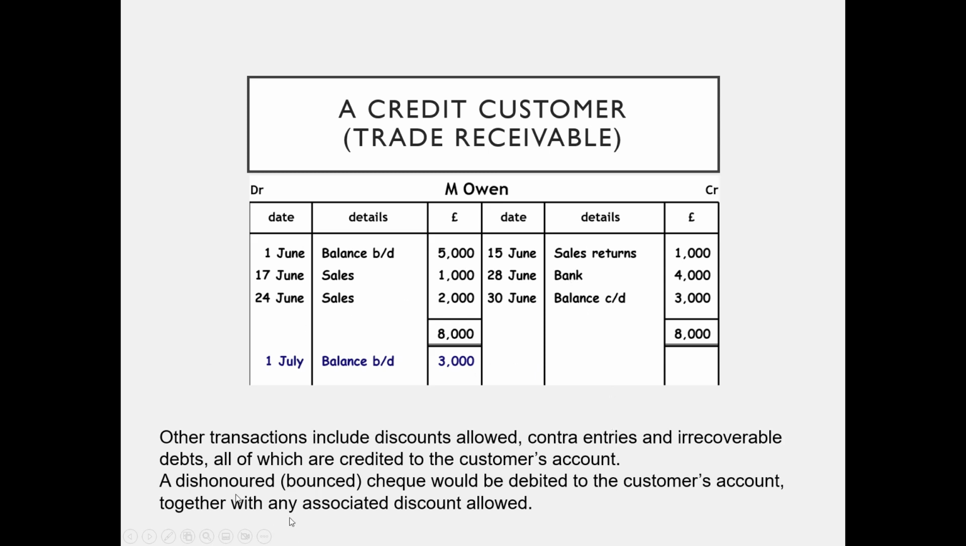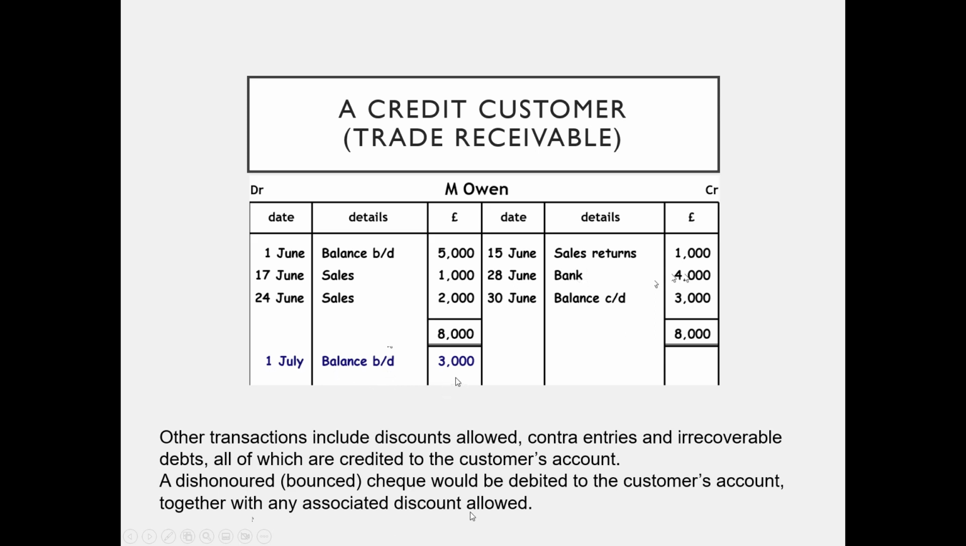Other things, I mentioned the dishonoured cheque. So if a customer bounced a cheque on us, so if this £4,000 here bounced, we would have to bring that back in on the debit side because it would bounce back into our bank account as a payment. So we'd credit the bank and debit the customer's account to reinstate the amount they owed.